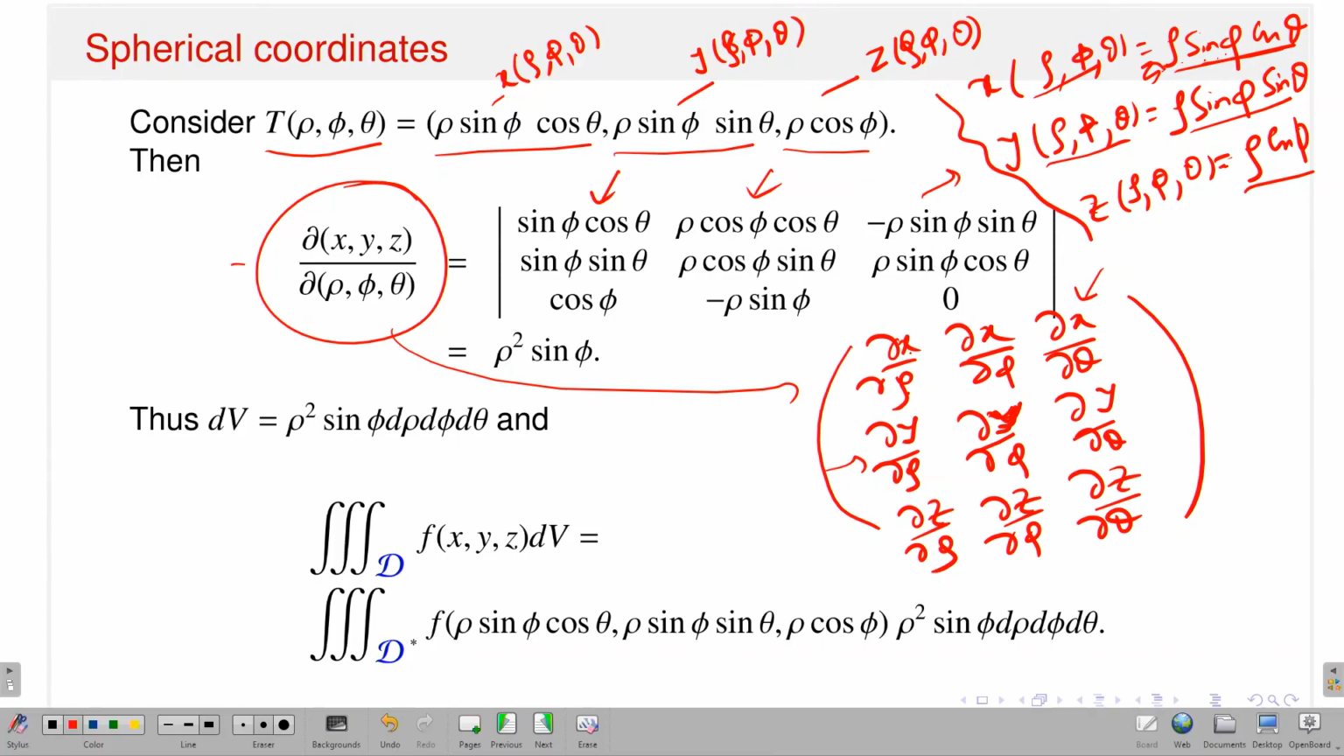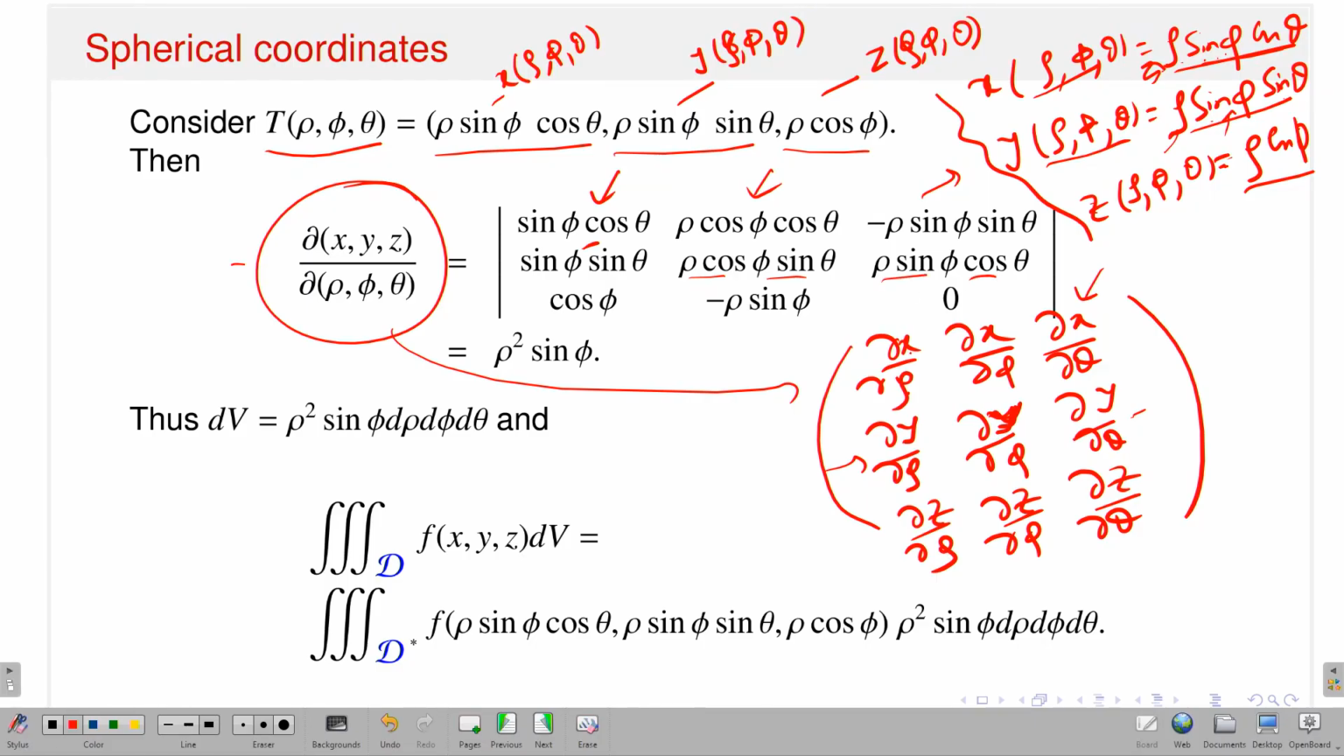Similarly, perform the derivative of y with respect to rho. If I take the partial derivative with respect to rho, it gives 1, so sin phi sin theta stays as it is. Okay, del y del phi: keep rho and theta constant, take the derivative of sin phi, that gives rho cosine phi sin theta. And finally del y del theta: keep rho and phi constant, and take the derivative of sin theta, which is cosine theta, so rho sin phi cosine theta.